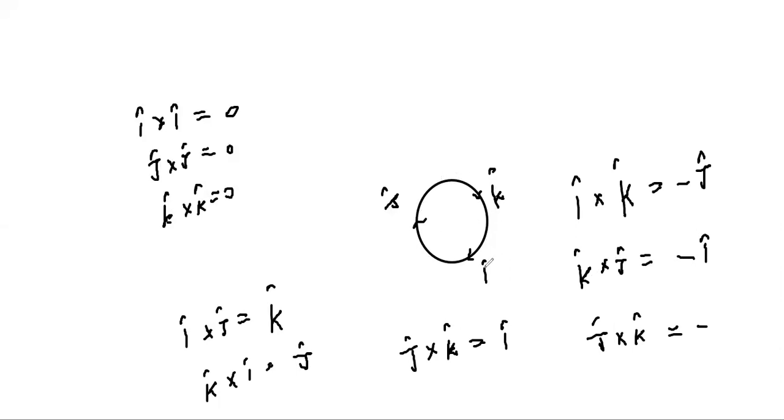K cross J is minus I cap. The last is J cap cross I cap. You will get minus K cap. So these are the relations of orthogonal unit vectors when they are done vector product. And this circle will help you to remember this.